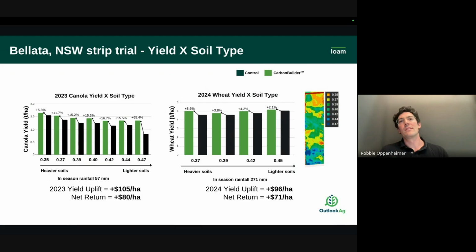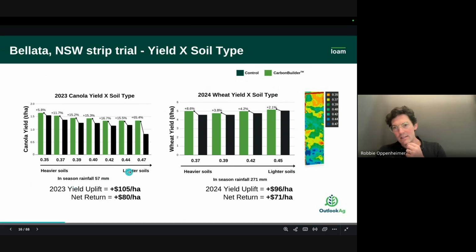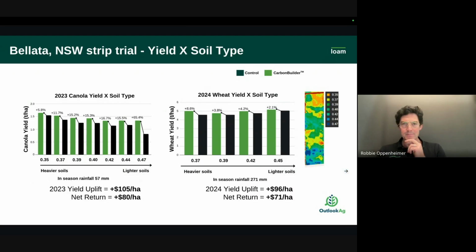And this is kind of expected. We see microbial responses like this because where plants are struggling, they tend to send out higher levels of signals to recruit soil microbes. And so that's why we see a greater treatment effect in these areas. Also particularly relevant as we're going into a drier season, again, as with the other multi-year strip trials, the largest increase in yield, the highest net return per hectare was in the drier year. So particularly relevant going into this season.